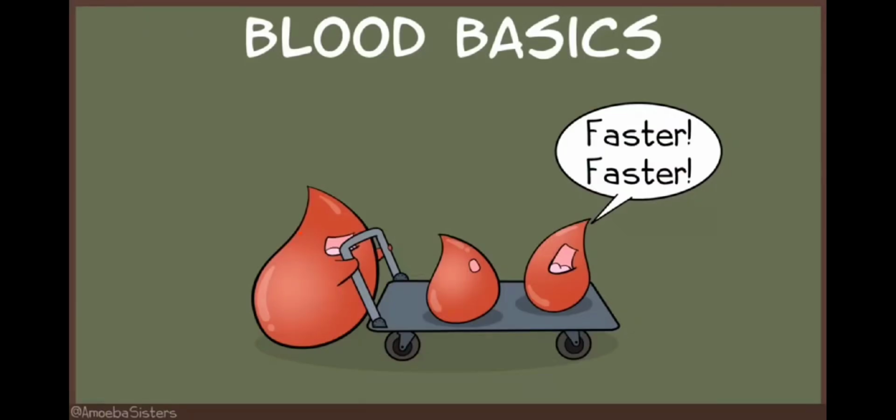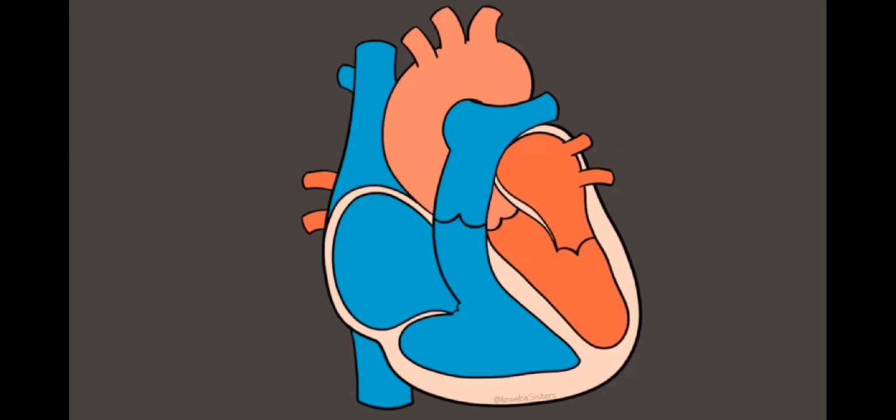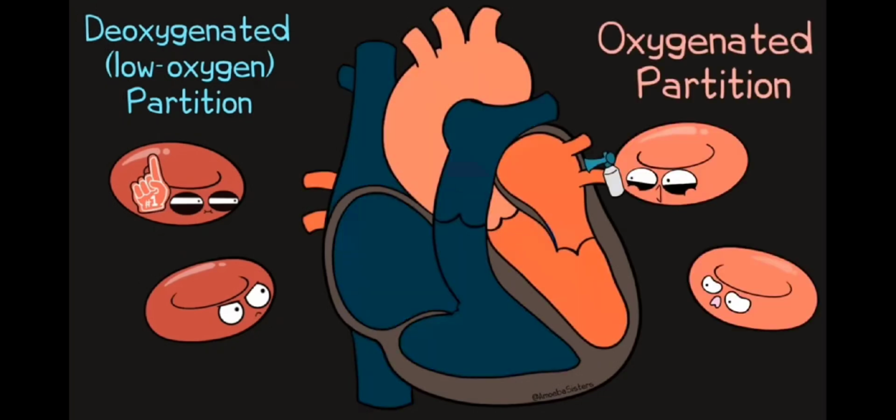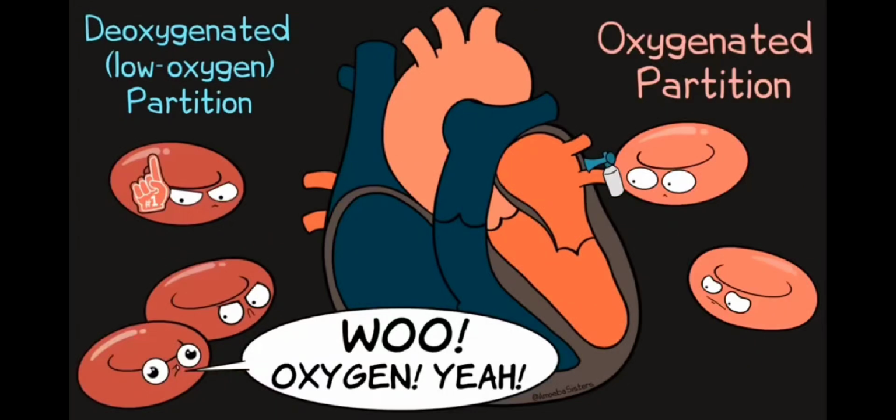So when we're talking about blood and we're just introducing the circulatory system, we're going to focus on how this blood moves around in the human body. Human heart anatomy shows the heart divided into two distinct and separated partitions, a deoxygenated or low oxygen partition and an oxygenated partition. There are some human congenital heart conditions that can result in this oxygenated and deoxygenated blood mixing, however. More on that at the end.